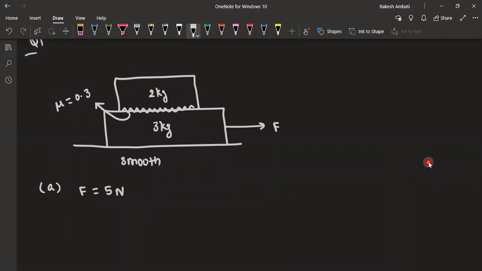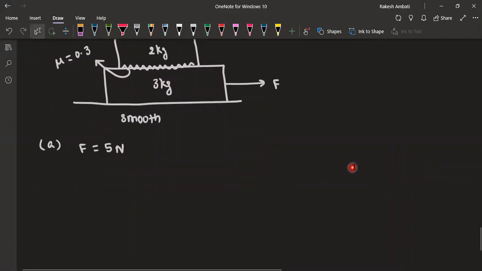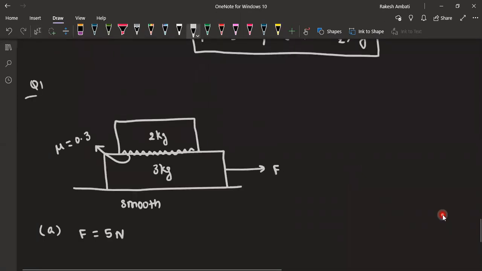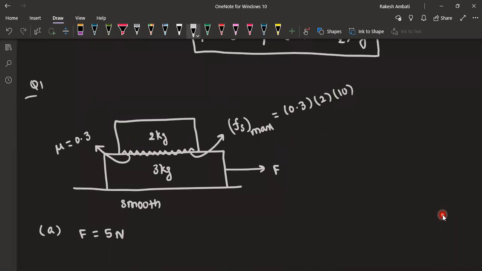So I told you always, first, what is the assumption we have to make? If any question is given, first of all, immediately you find out between them what is the value of Fs maximum. How to find Fs maximum? Mu into M1g. M1g means here the 2 kg weight, 2 into 10. So that means the value is 6 Newtons.